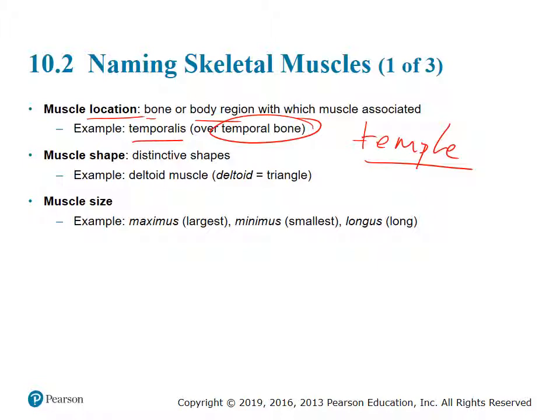Muscles can also be named for shape, right? So sometimes we look at the muscle and it has a certain shape, like the deltoid.